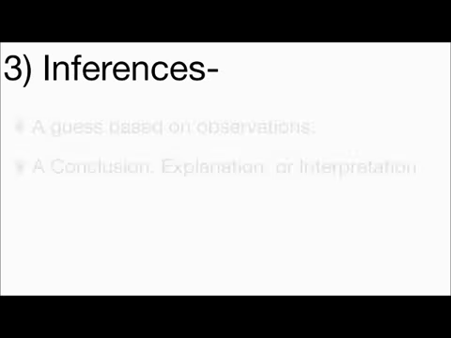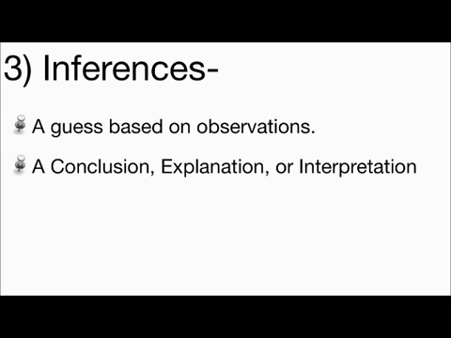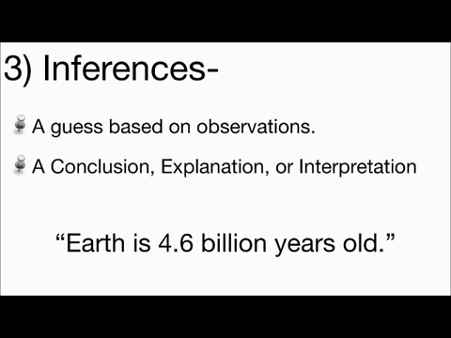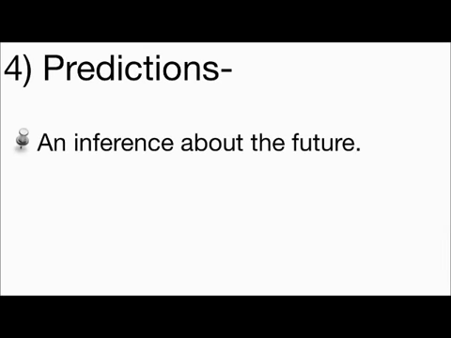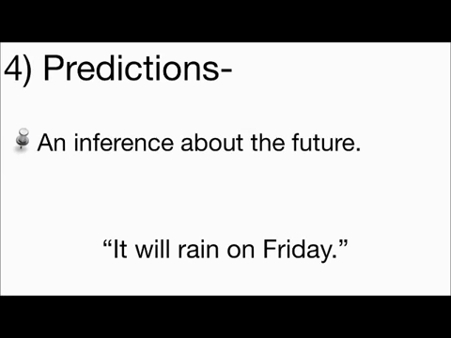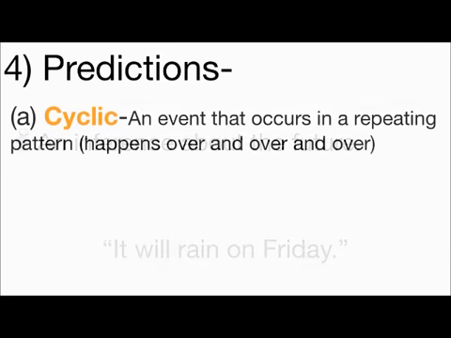Once we get an observation, once we take in our information, then we can formulate a conclusion. That's called an inference. Sometimes we need to make an inference about the future, like a weather forecast. That's called a prediction. Now there's two different types of predictions.